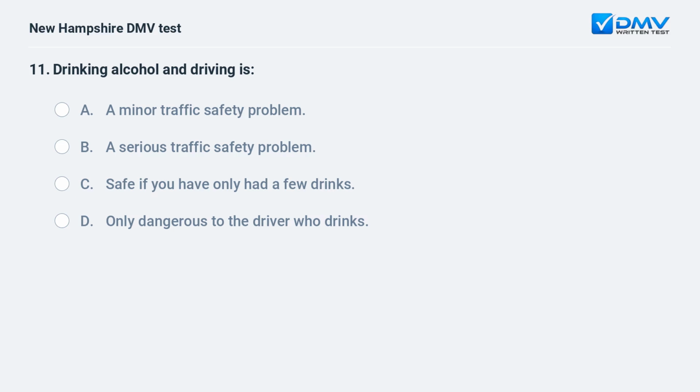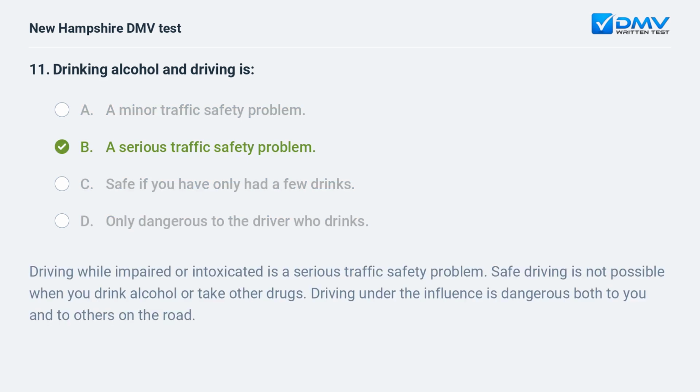Drinking alcohol and driving is: a. A minor traffic safety problem. b. A serious traffic safety problem. c. Safe if you have only had a few drinks. d. Only dangerous to the driver who drinks. The answer is b. A serious traffic safety problem.